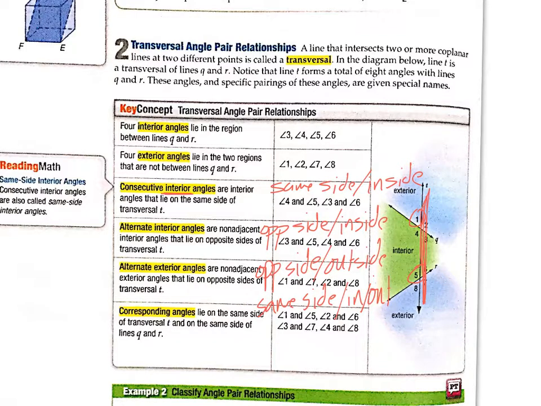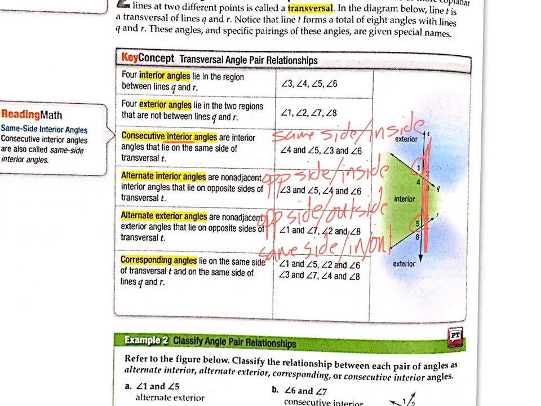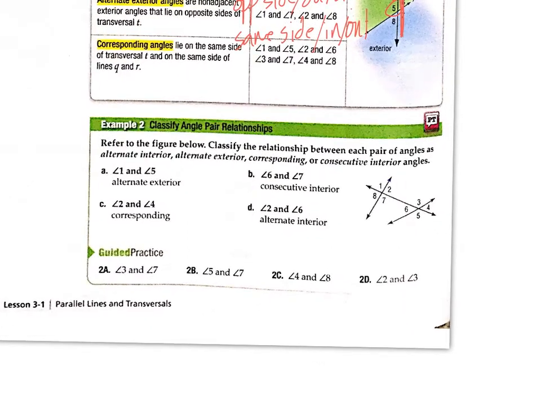So again, a lot of terminology here that you have to know. So again, they give you some examples here. 1 and 5 are alternate exterior. They're on opposite sides of the transversal, and they're both outside. Now, how do you know which one's the transversal line? The transversal line is the one that hits the two other lines. That's the transversal.